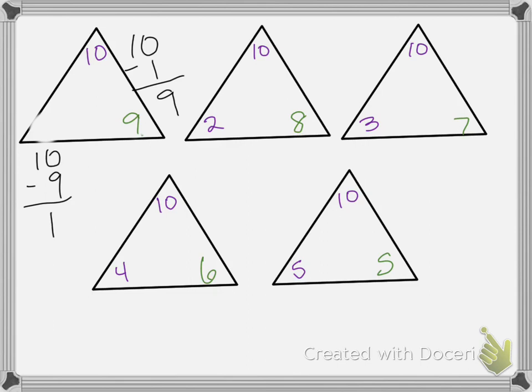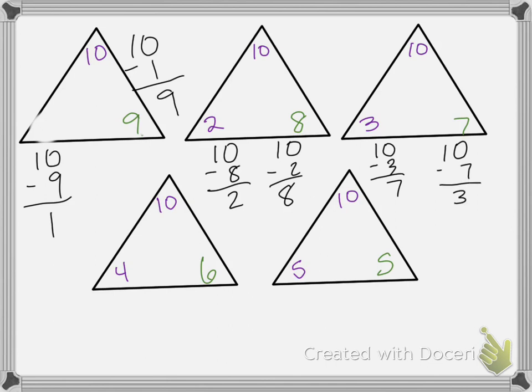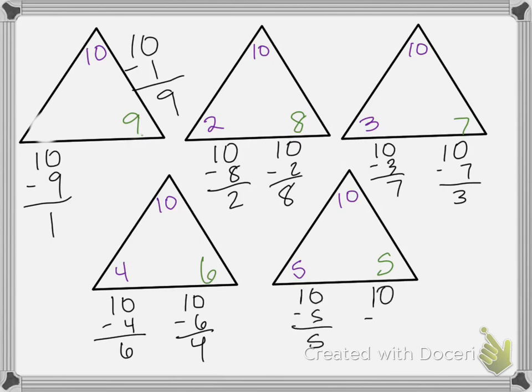Okay, so I could think 10 minus 8 equals 2, or 10 minus 2 equals 8. Okay, then there's 10 minus 3 equals 7, or 10 minus 7 equals 3. 10 minus 4 would equal 6, and 10 minus 6 would equal 4. 10 minus 5 equals 5, and that's the same for both facts because the 5s are the same number.